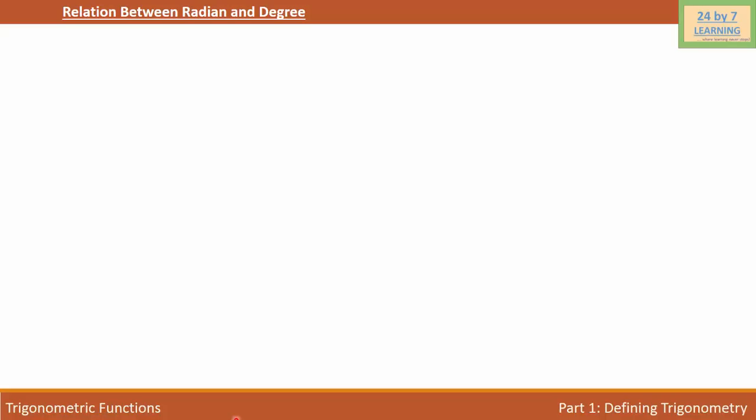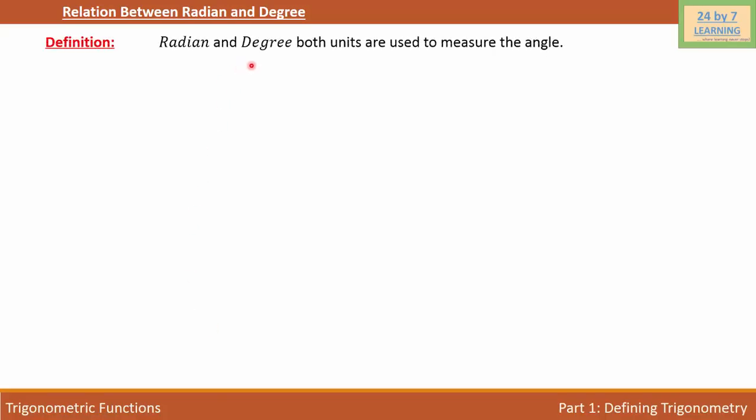Relation between radian and degree. Degree and radian, both units are used to measure the angle. Now let's try to understand what is the relation between radian and degree.